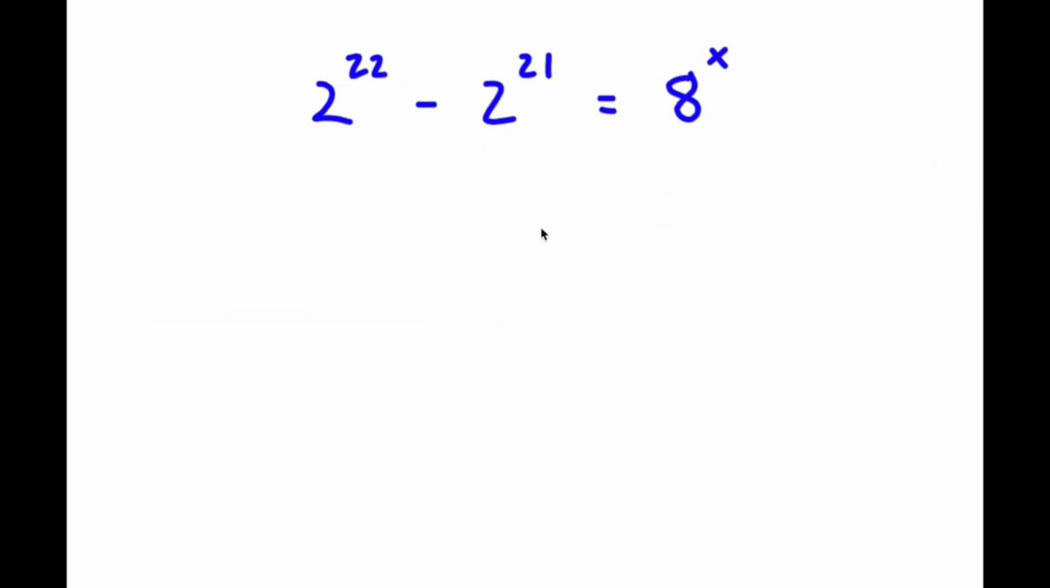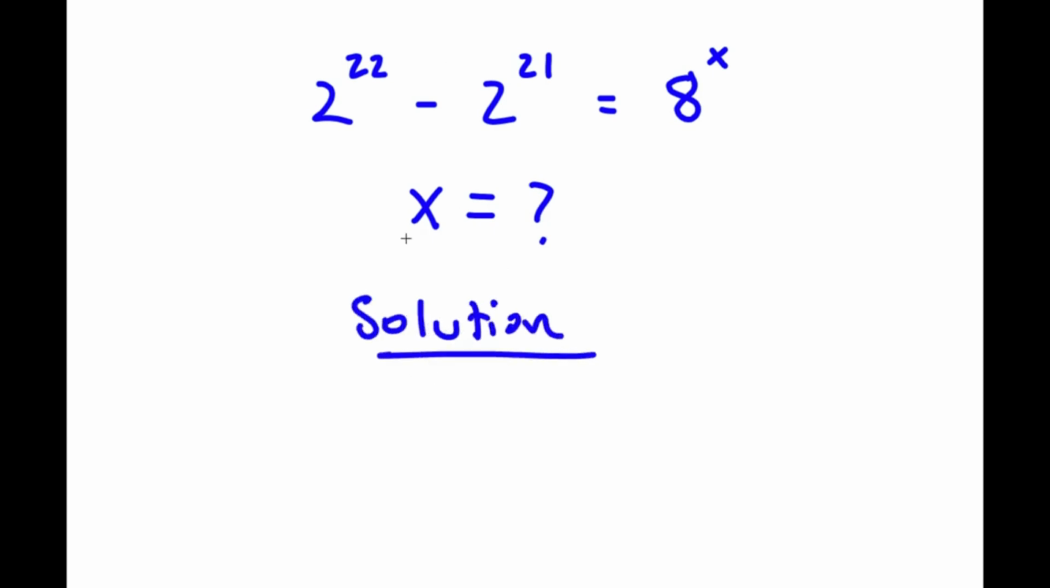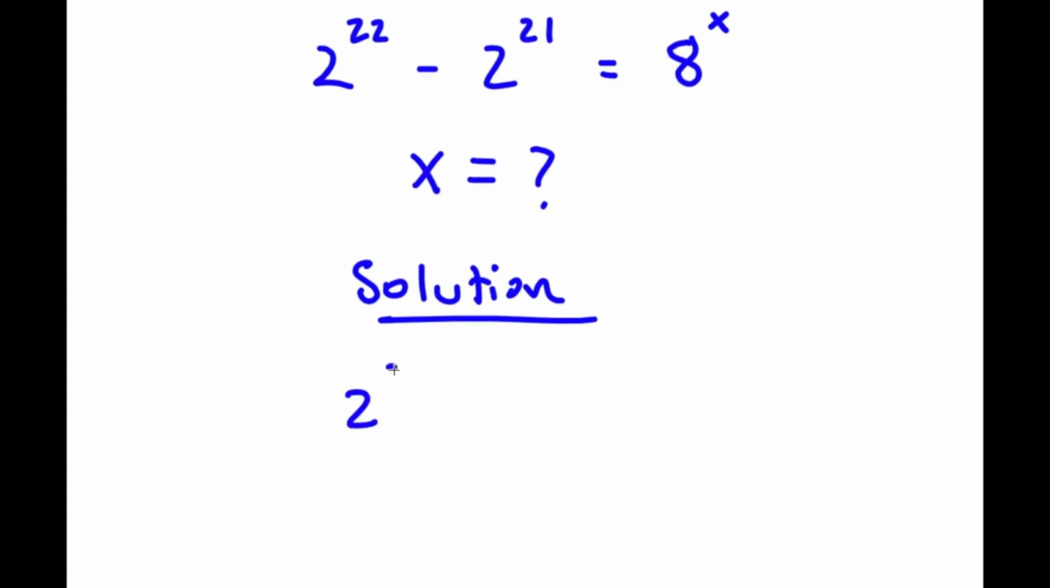All right, so in this problem, I have 2 to the power of 22 minus 2 to the power of 21 is equal to 8 to the power of x. So I know at first glance, this problem looks pretty complicated. However, it's actually easier than you might think it is. So for this problem, I'm solving for the value of x. So for my solution, first start with 2 to the power of 22 minus 2 to the power of 21 is equal to 8 to the power of x.